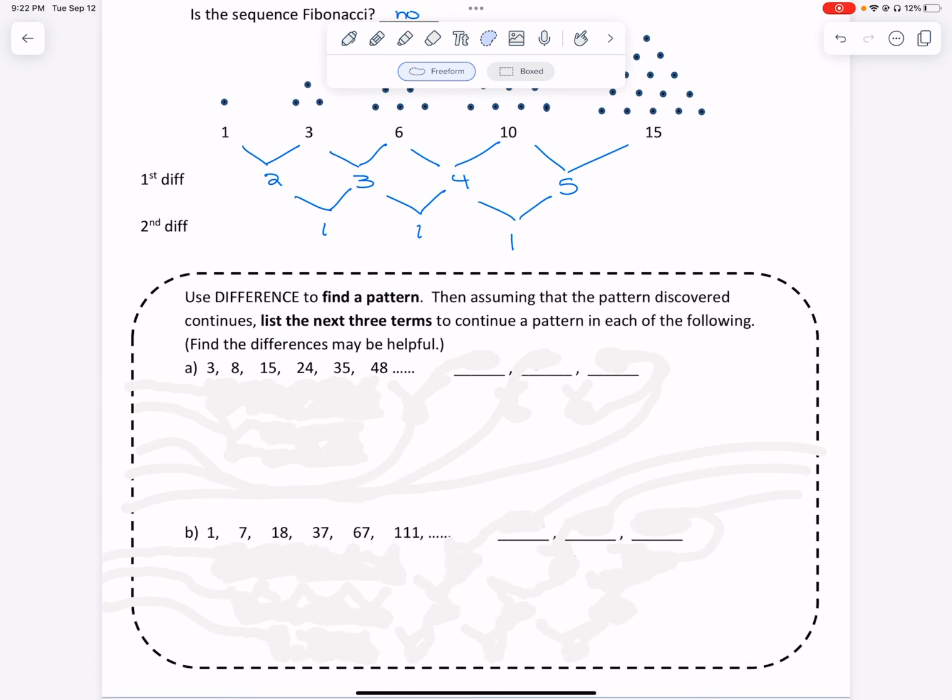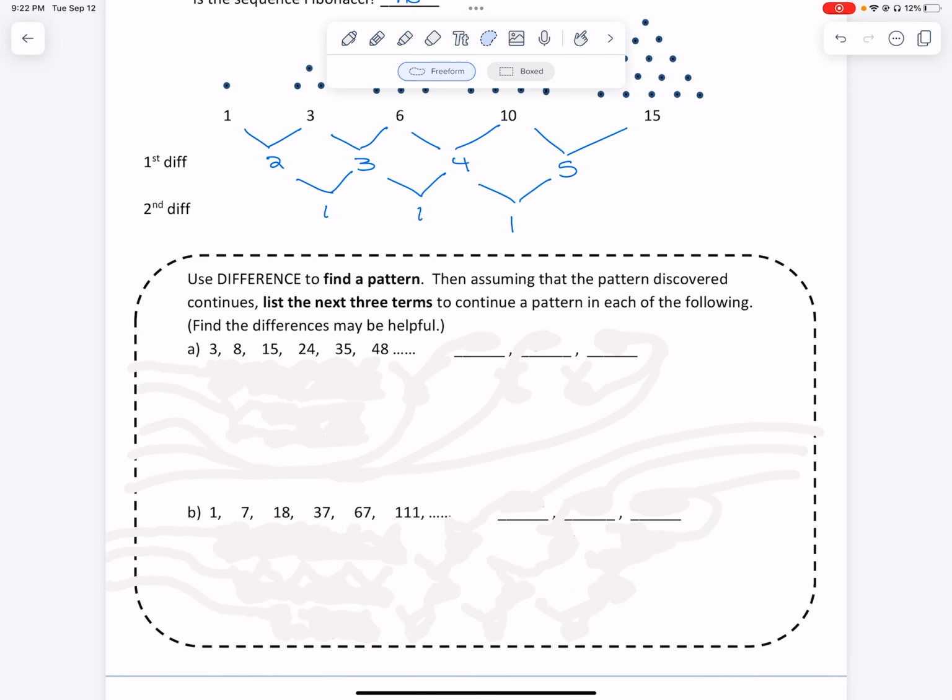So we're going to use differences to find this pattern. This is assuming that the pattern continues the same way. It's not going to do anything weird out there. So we've got to figure out the next 3 terms. Hint, finding the differences may be helpful. Let's find the first difference.